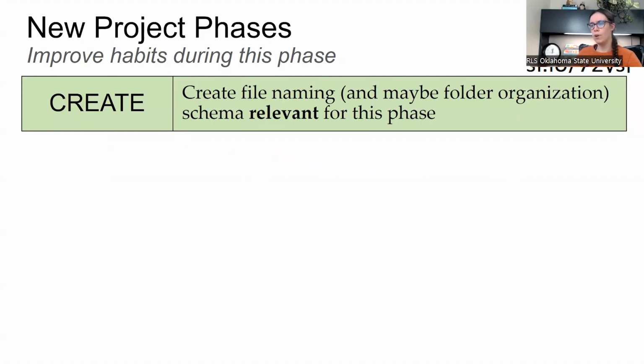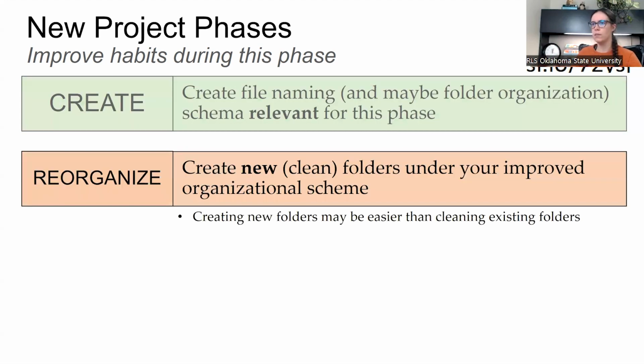Now, if you're already in the middle of a project, but you're conveniently about to start a new phase of your project, whether that's data cleaning, data analysis, writing up an article for publication, this is a good spot to start improving habits. And so first thing you might do is create a file naming scheme or maybe even a folder organization scheme that's relevant for this phase. You don't need to completely rehash your entire project, but just be intentional about how you're going to organize and how you're going to name right now in this part of your project.